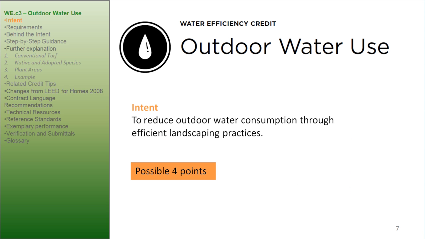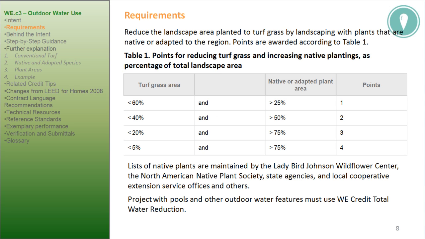Water efficiency credit, outdoor water use. Intent: to reduce outdoor water consumption through efficient landscaping practices. This credit is possible for 4 points. Requirements: reduce the landscape area planted to turf grass by landscaping with plants that are native or adapted to the region. Points are awarded according to Table 1.